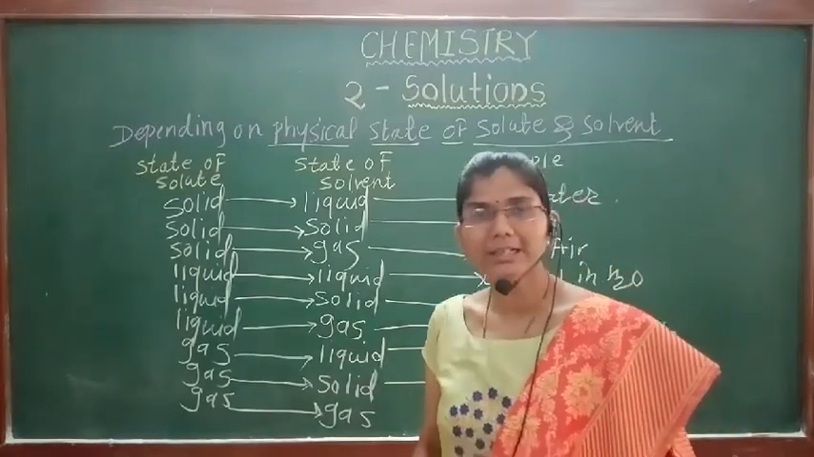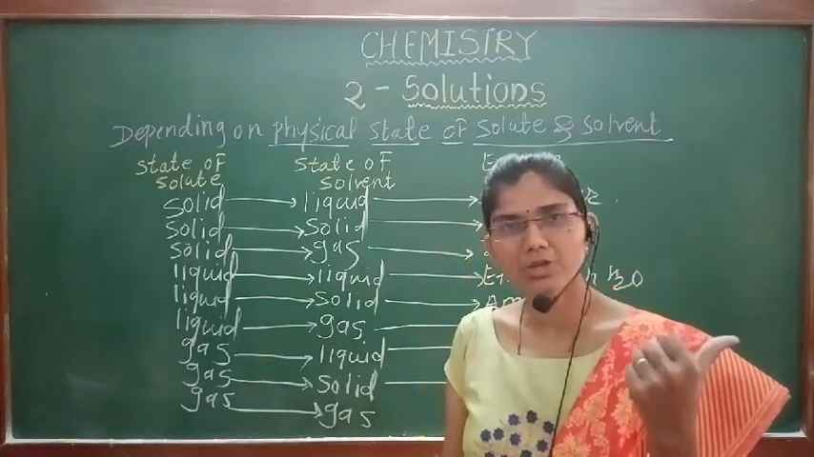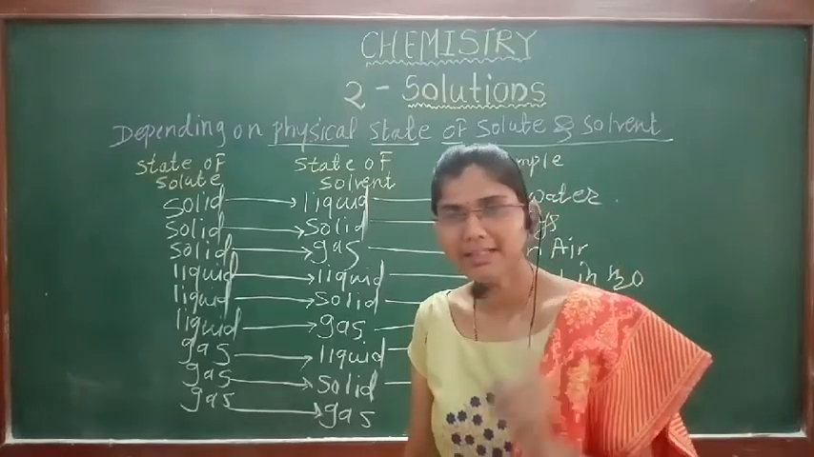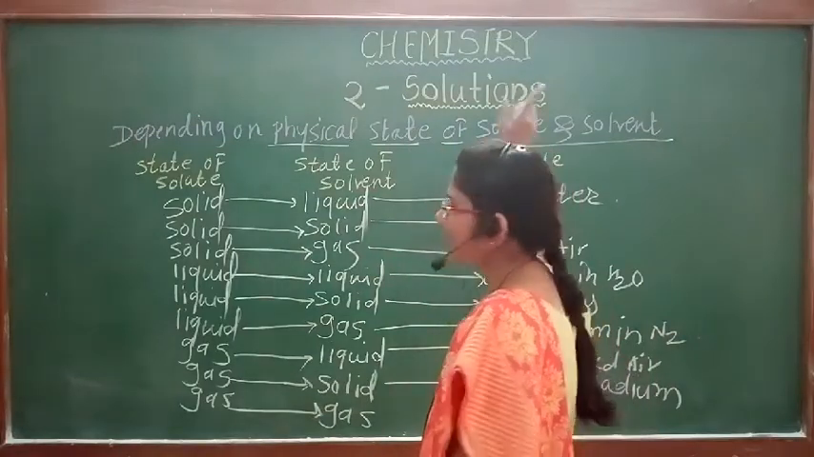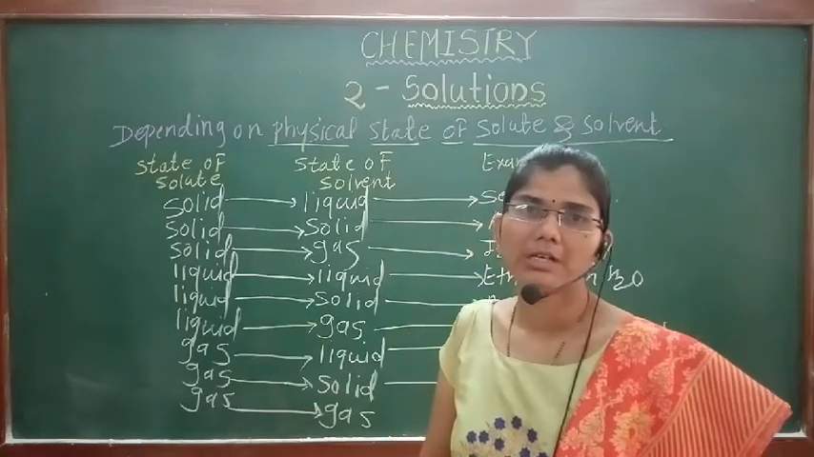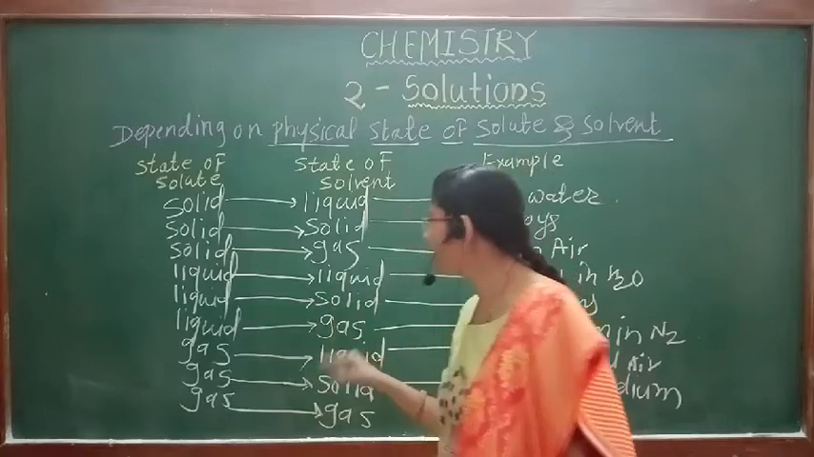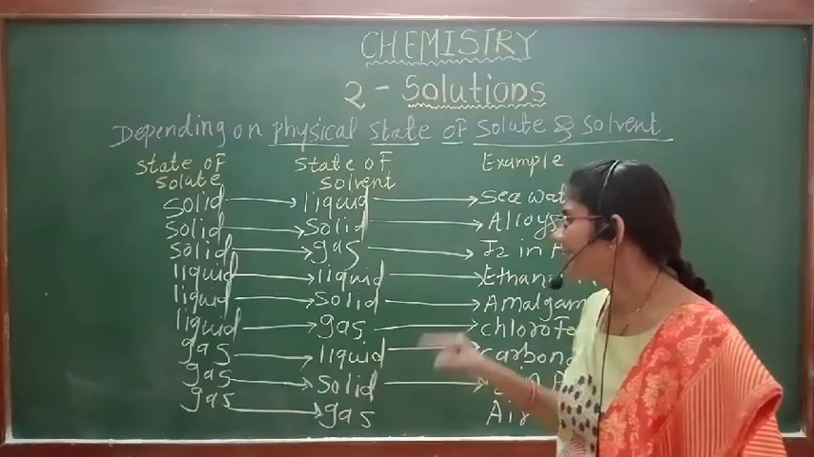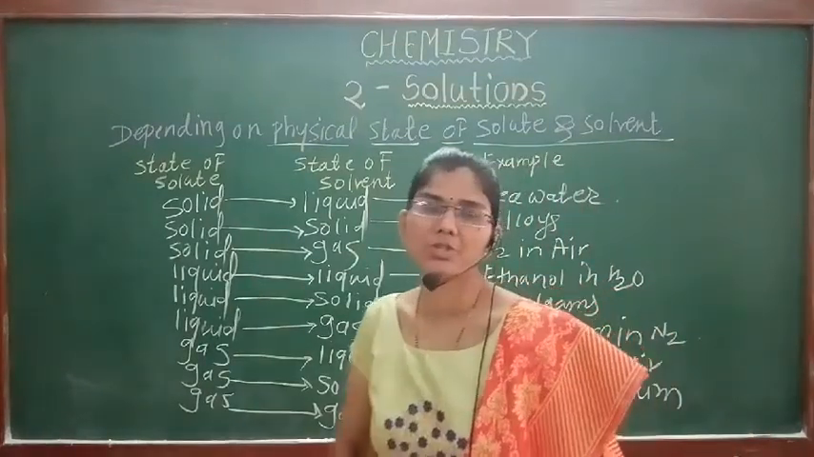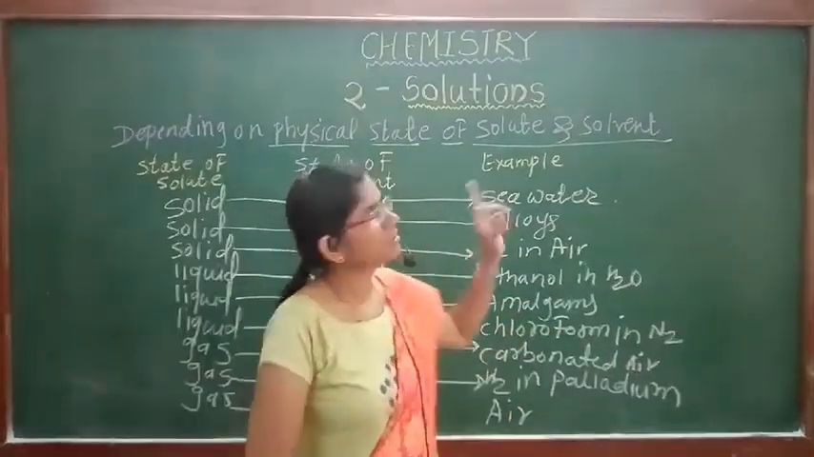So, dear student, depending on the number of components, there are three types of solution: binary solution, ternary solution, and quaternary solution. And depending on the physical state of the solute and solvent, 9 types of solutions are formed: solid in solid, solid in liquid, solid in gas, liquid in liquid, liquid in solid, liquid in gas, gas in liquid, gas in solid, and gas in gas. So these are the 9 types of solution. They are formed depending on the physical state of the solute and solvent.